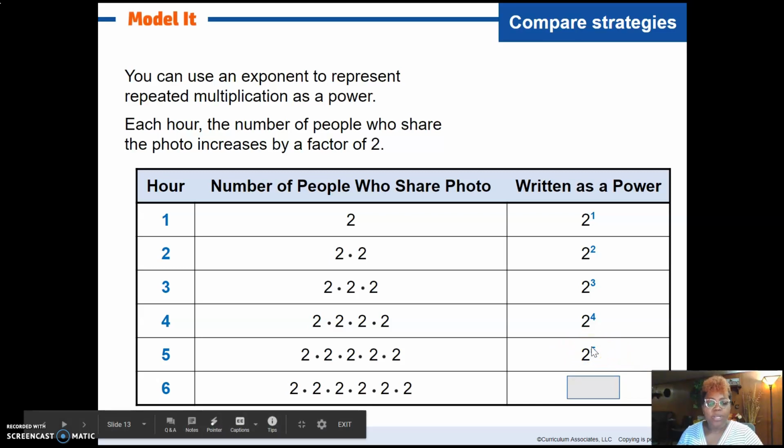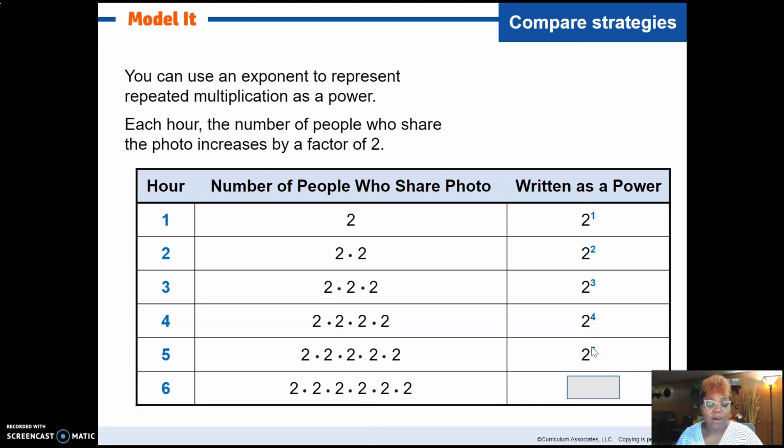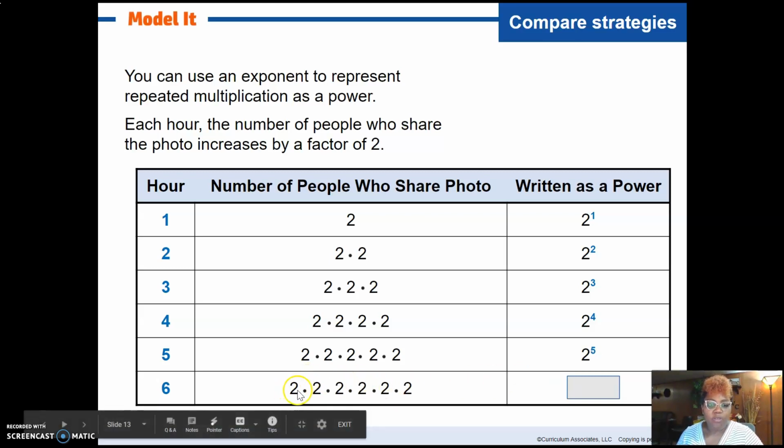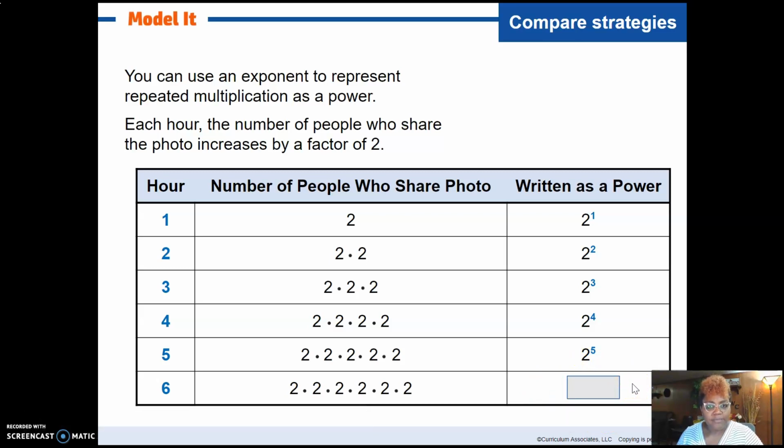So when we get to hour number 6, which is from our try it problem, now here are all the people that this picture has been shared with. Now we need to figure out, if we write it as a power, what is that going to be? What is going to be the base? And what is going to be the exponent of hour 6? So I'm going to pause right here.